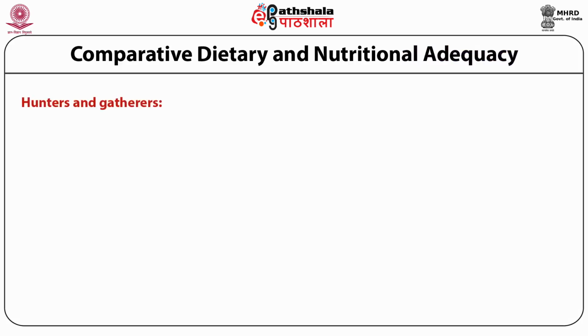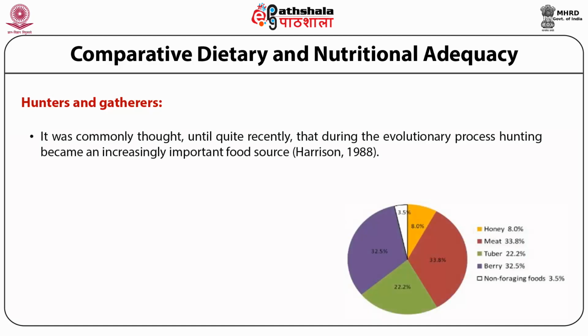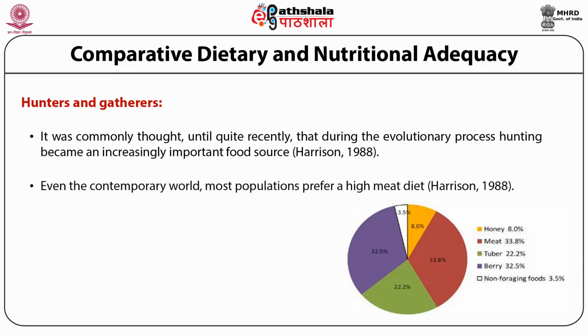Hunters and gatherers. It was commonly thought until quite recently that during the evolutionary process, hunting became an increasingly important food source. The reasons for this belief were multiple. Firstly, most of the artifacts found were utilized for hunting and animal slaughtering. Secondly, early cave art, and there is evidence for religion focused on hunting. Even in the contemporary world, most populations prefer a high meat diet.